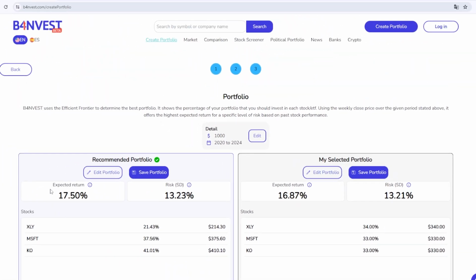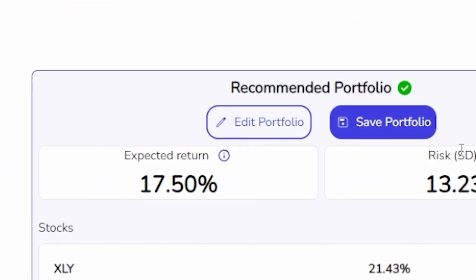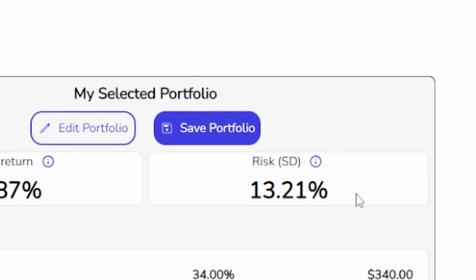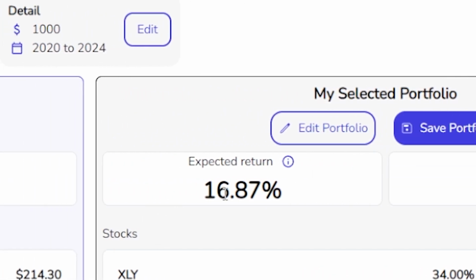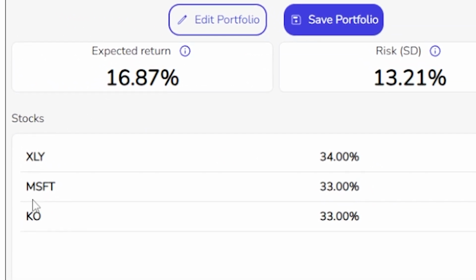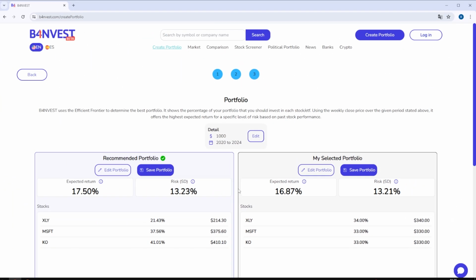B4NVEST focuses on two main indicators: expected return and risk. If the risk is too high or the return is too low, consider adding new stocks from different sectors, adding ETFs, or choosing stocks from a specific sector that you believe will grow during your investment period.